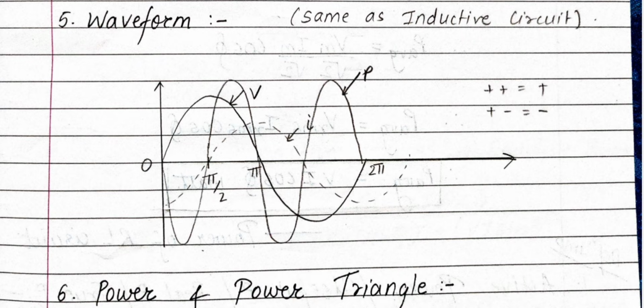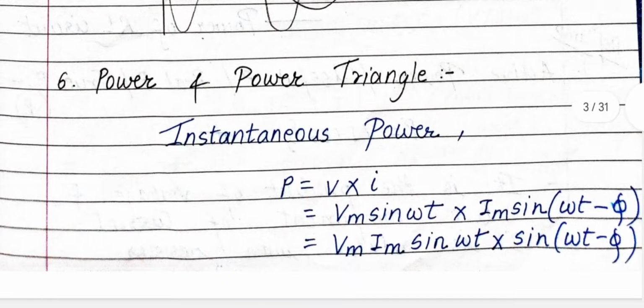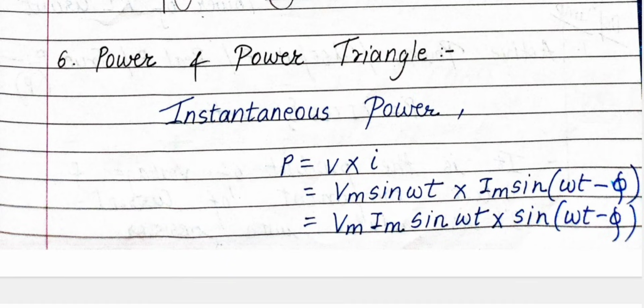If you have understood the inductive circuit waveform, the same you have to copy and paste over here. Then our last part is power and the power triangle. So here it is very simple, as we have done before also, we made the formulas for power in inductive, capacitive and resistive circuits. Here also we have to do the same thing.